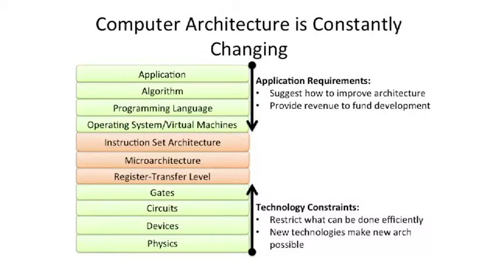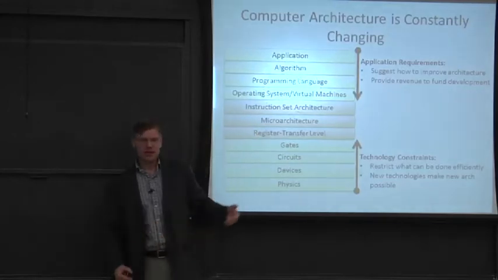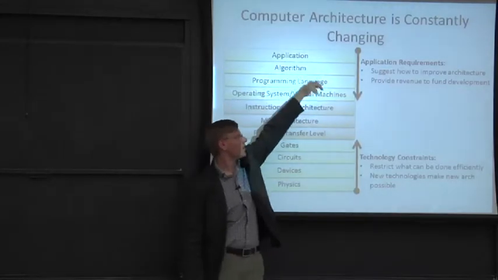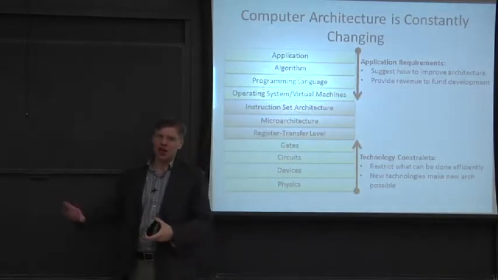So one important point here about computer architecture is it's constantly changing because different constraints and different applications are changing. So people come up with different applications. I now want to have a smartphone. Well, that didn't exist 20 years ago. And this pushes down different requirements. And these different requirements actually suggest how to change the architecture.